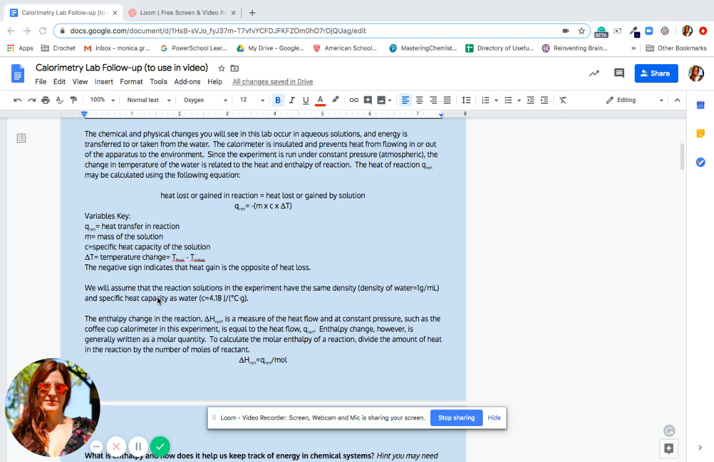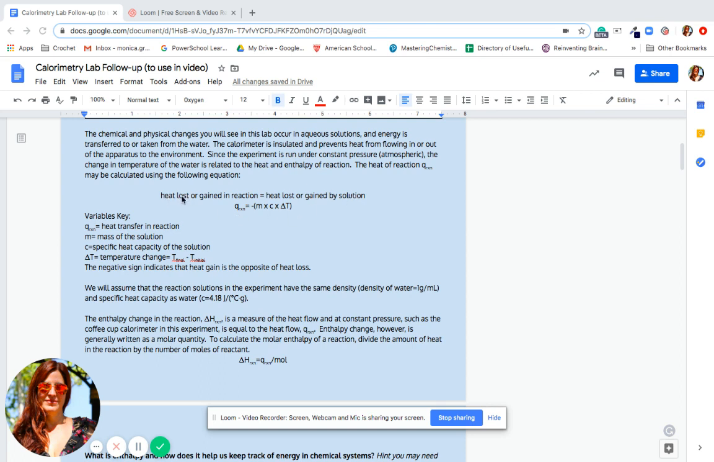Okay, as you know, the calorimeter, we used a coffee cup calorimeter. We used 2 cups to prevent the heat from escaping. And since this experiment is run at atmospheric pressure and we didn't change the pressure, we can calculate the heat of reaction using this equation, where the heat lost or gained in the reaction equals the heat lost or gained by the solution. What does that mean?